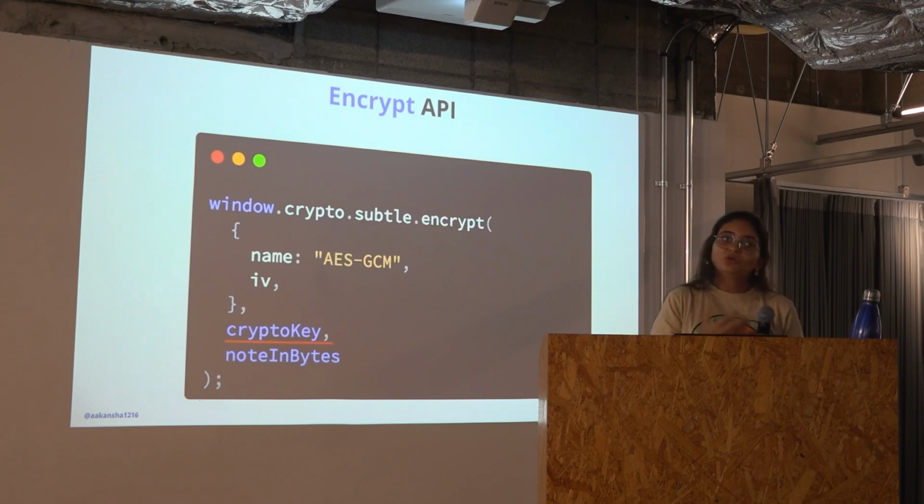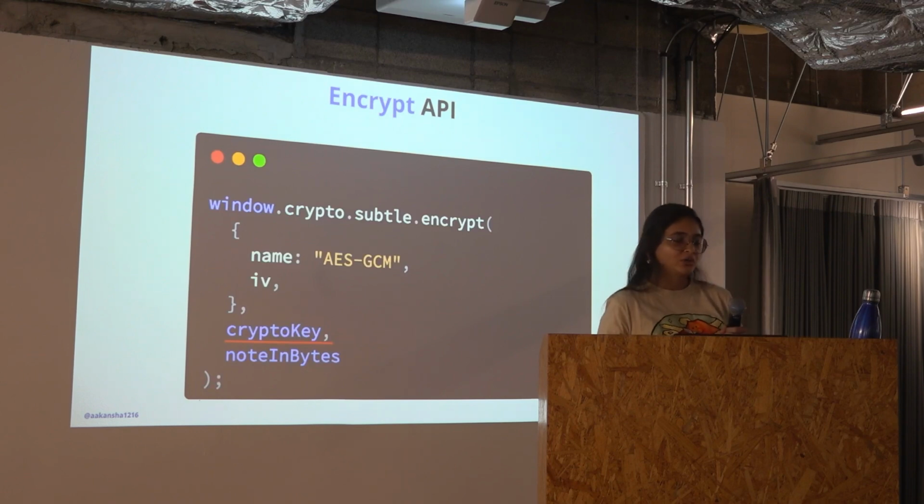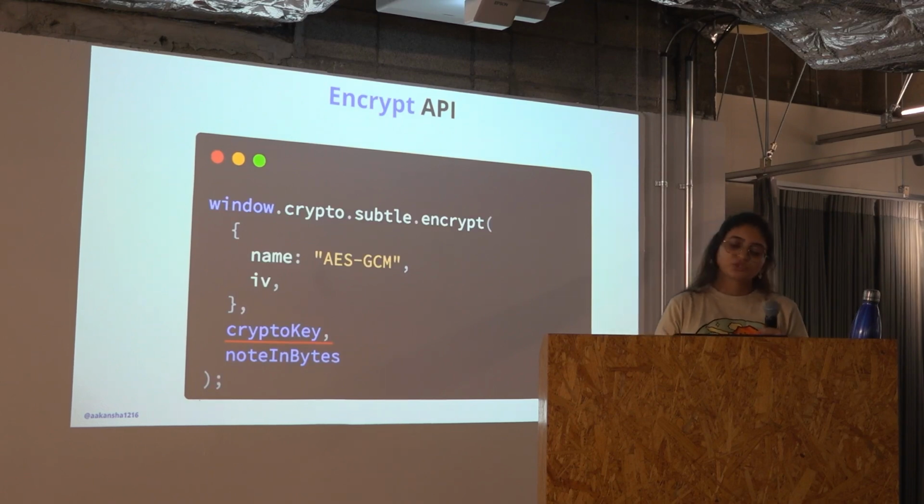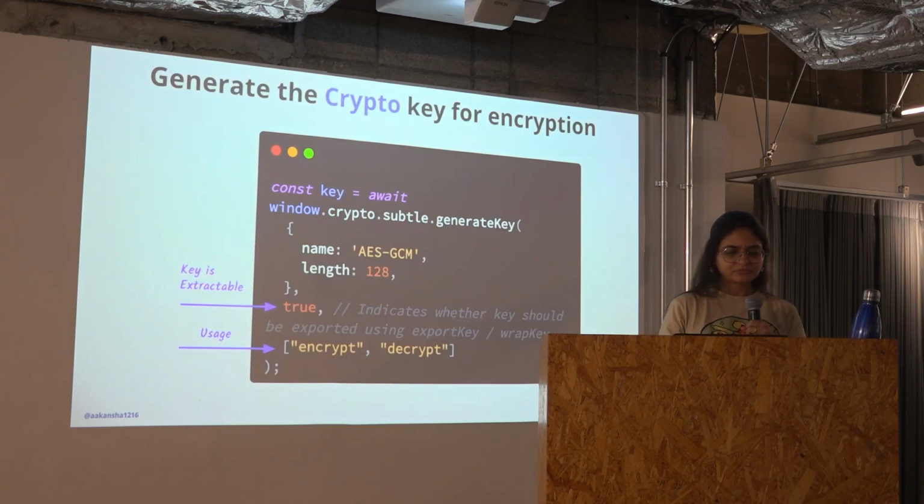Now, crypto key. You know what a crypto key is and how it looks, but how do you generate it? So we have an API for that. You basically use this API, crypto.generateKey, and it has the algorithm parameters which it needs, which is basically the name of the algorithm and the length of the crypto key.